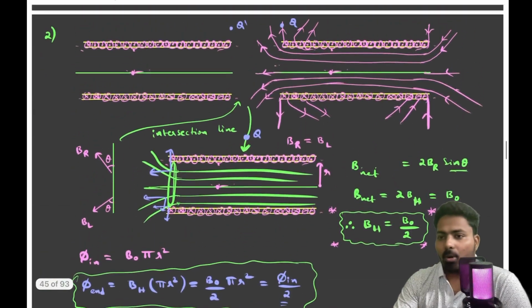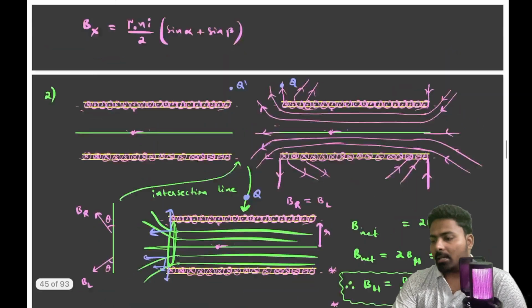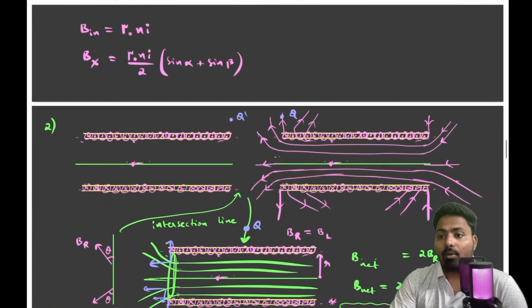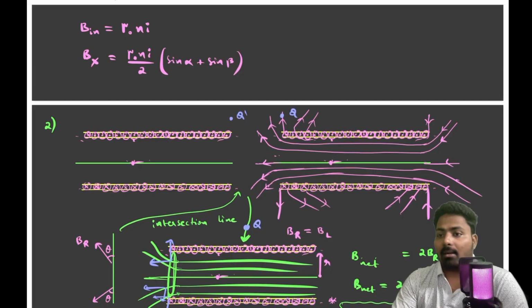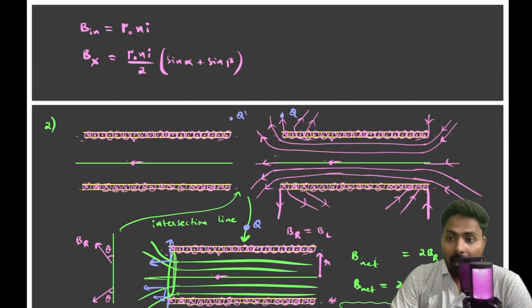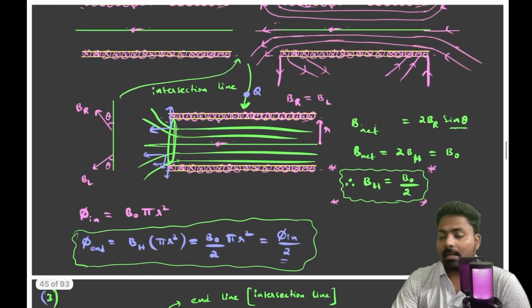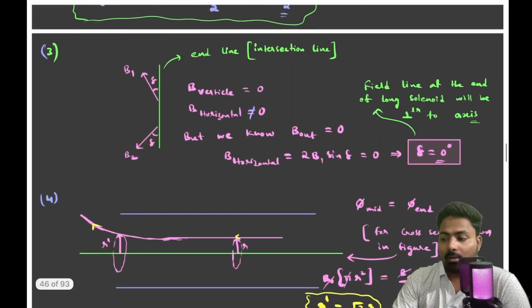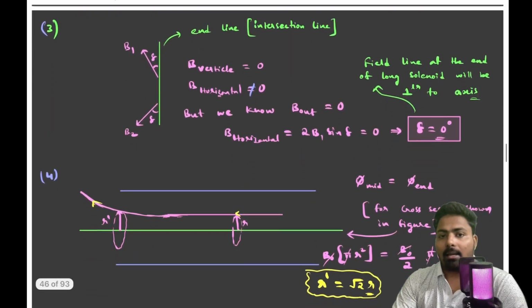This is a very important question and concept, and you can learn many things. You can learn about the non-uniformity of field lines in a long solenoid at the end of the solenoid. Also, you can understand very important things about magnetic flux. I hope all these points are pretty much clear for you.